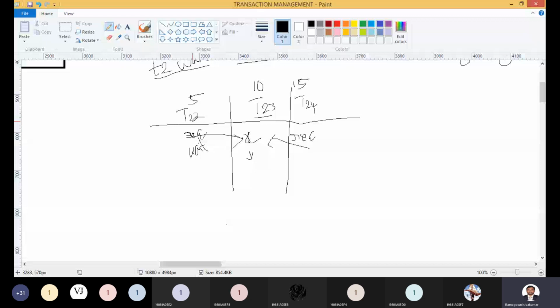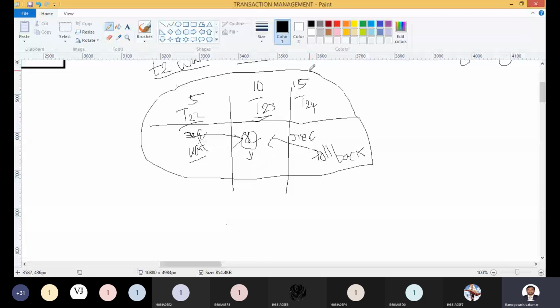Okay, based on this diagram, you can write the example, you can write the theory. What can we write here? Suppose we have transactions T22, T23, and T24, and the timestamps are 5, 10, 15 respectively. If T22 requests a data item held by T23, then T22 is in a waiting state, and if T24 requests a data item held by T23, then T24 will be rolled back.